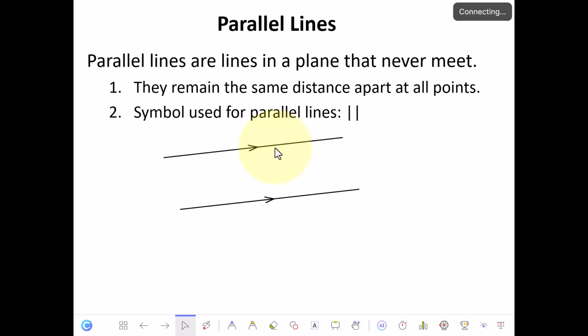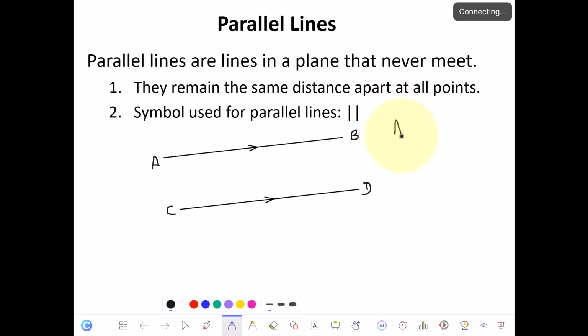Then we say the symbol used for parallel lines. You see double lines like this. What this means is that if they label a line, because sometimes in mathematics they may label these two lines, maybe here A, here B, and this side C, and this side D. If they want you to know that AB is parallel to CD, this is what they will write. They will write AB like this.